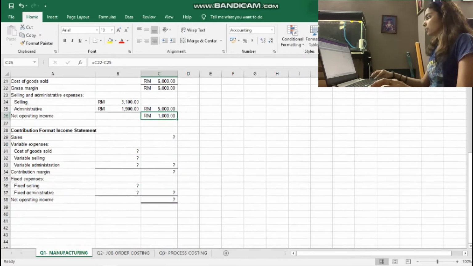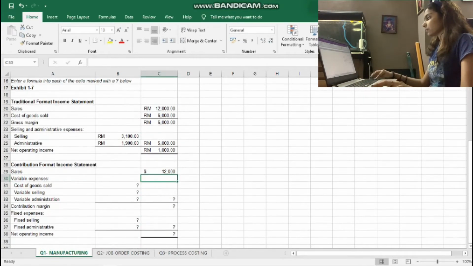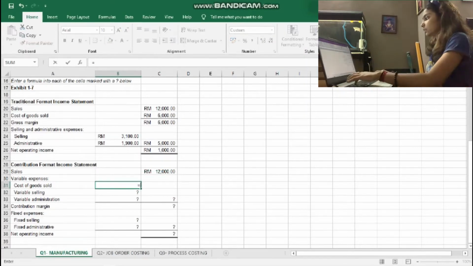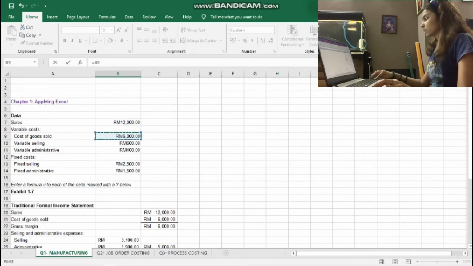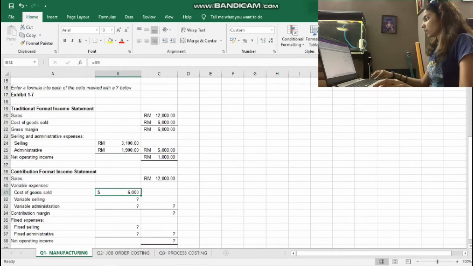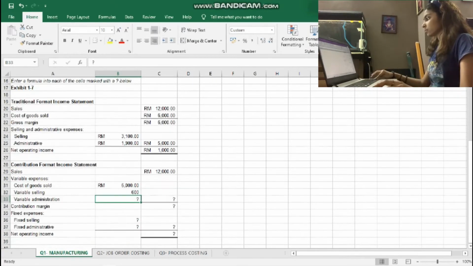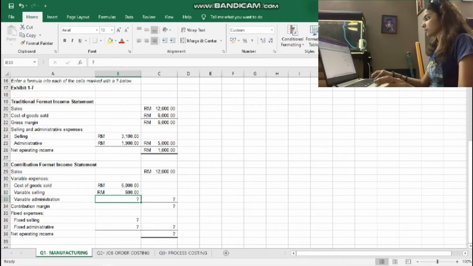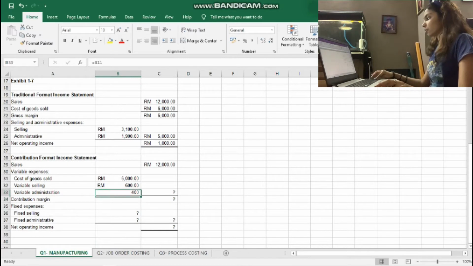Okay, next is contribution format. So the sales is the same, 12,000. Then next we have to find the expenses. So for cost of goods sold, it's 6,000. And then variable selling is 600. Variable administration is 400. We have to sum up all this.